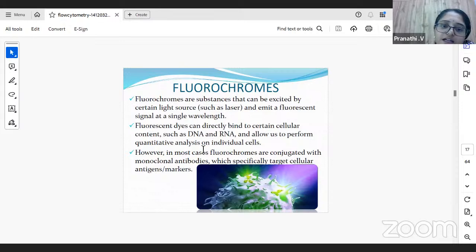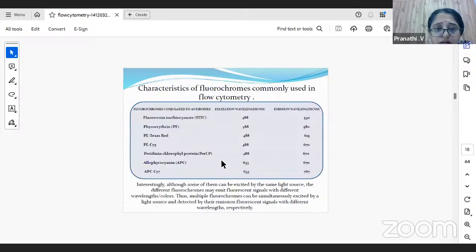Fluorescent dyes can directly bind to certain cellular components, your DNA, RNA. So you're going to get a quantitative analysis of that particular individual cell. This can be conjugated with the monoclonal antibodies, so you're going to get a target cellular antigen or marker. What are the fluorochromes that are usually used in flow cytometry? That is fluorescein, phycoerythrin, then you have allophycocyanin, etc. And you have the excitation wavelength and the emission wavelength.